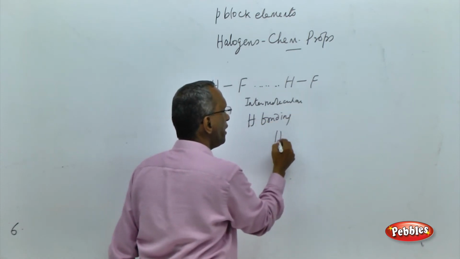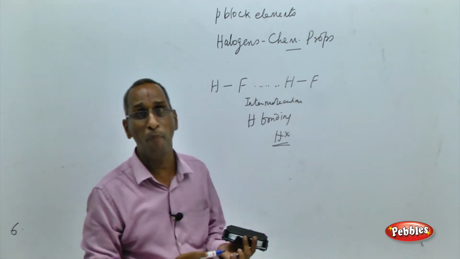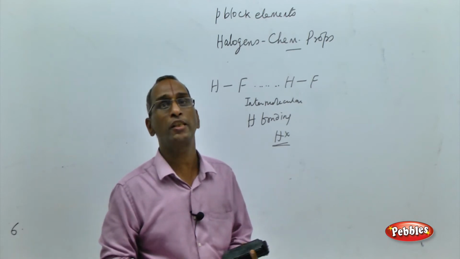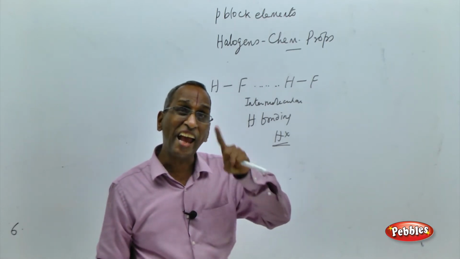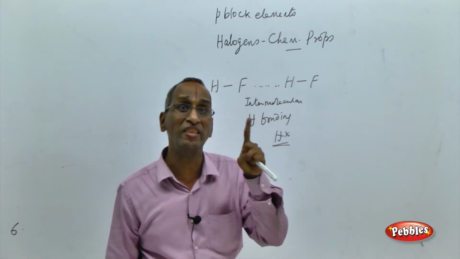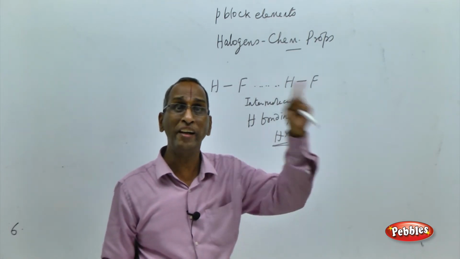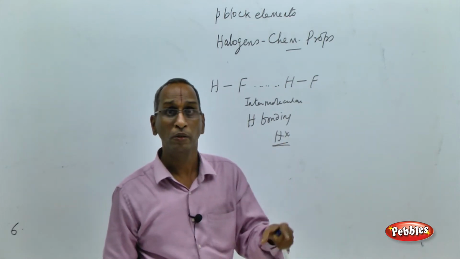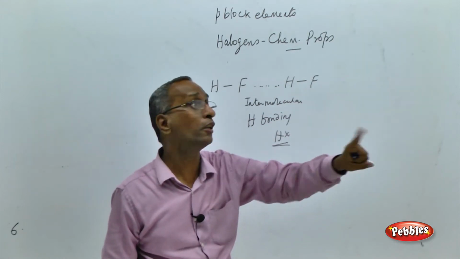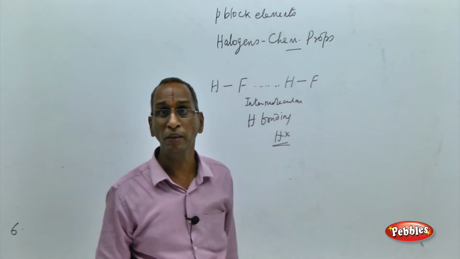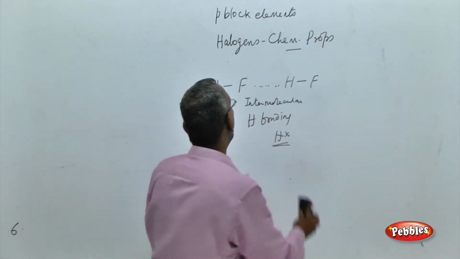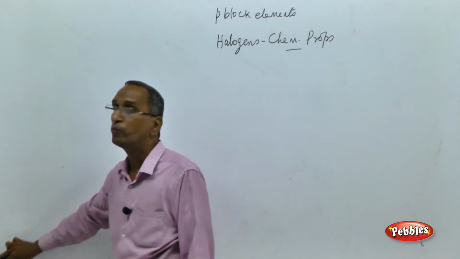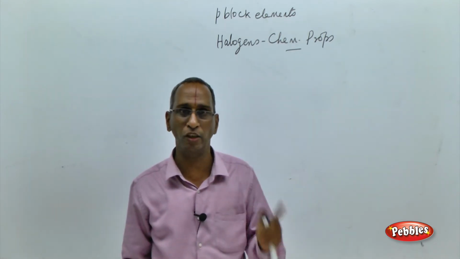So it will not release H plus. H plus is not formed from HF. So acidic strength is least for hydrofluoric acid. Reactivity is something different from acidic strength. Reactivity is how it affects other materials. Acidic strength means how it donates protons. So it will affect all other materials, but it will not release its proton. That is why it is least acidic but most reactive. So fluorine is most reactive, but HF is least acidic. That is to be noted.